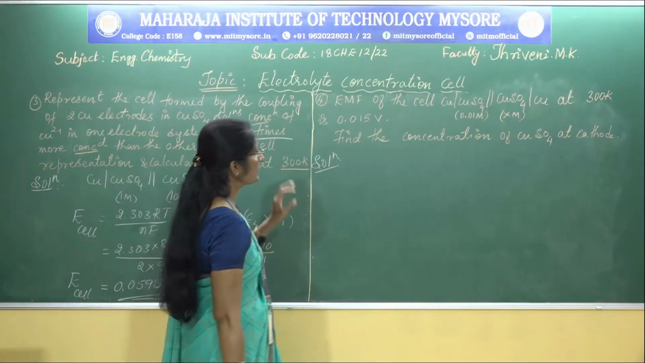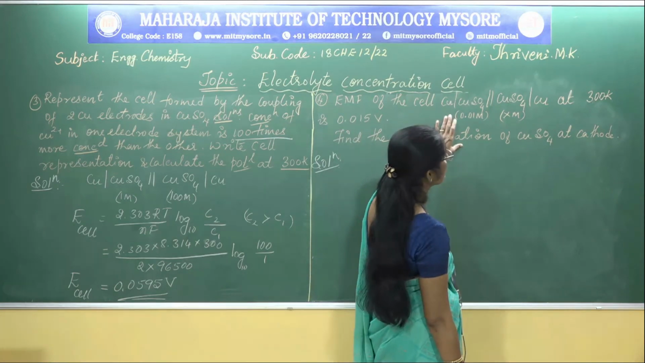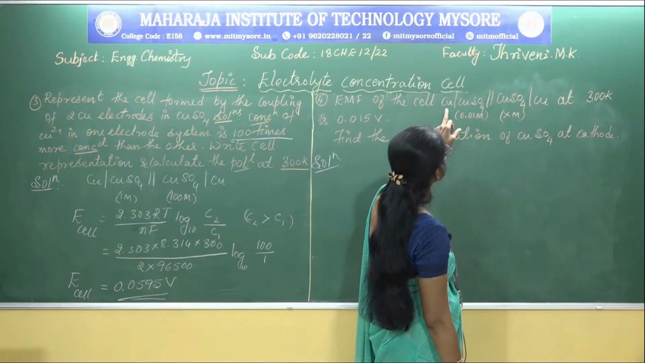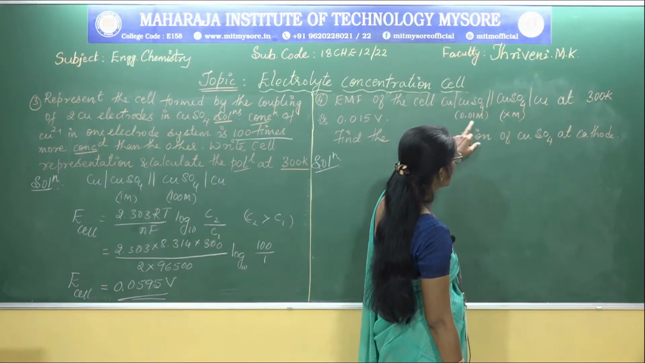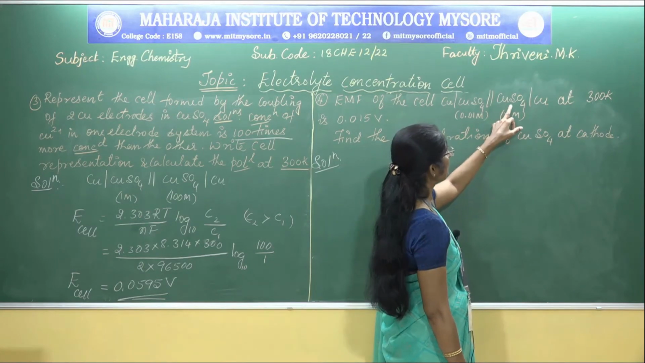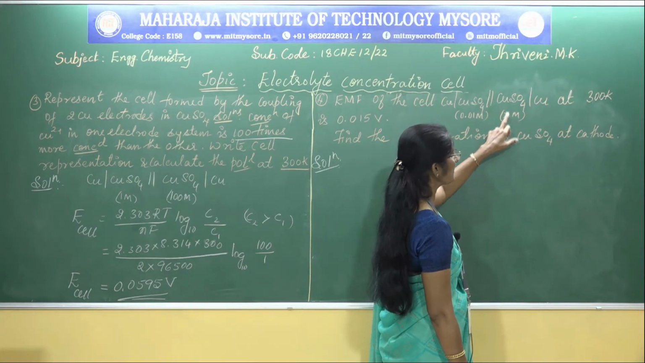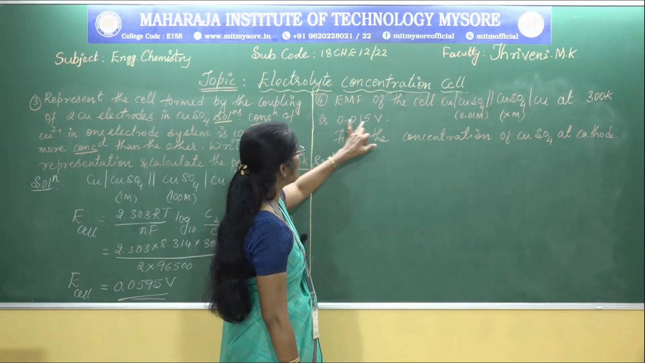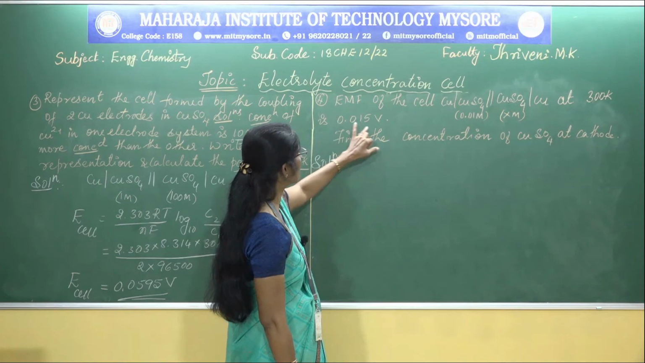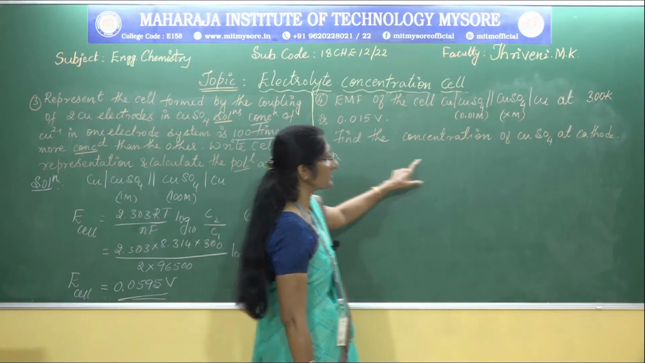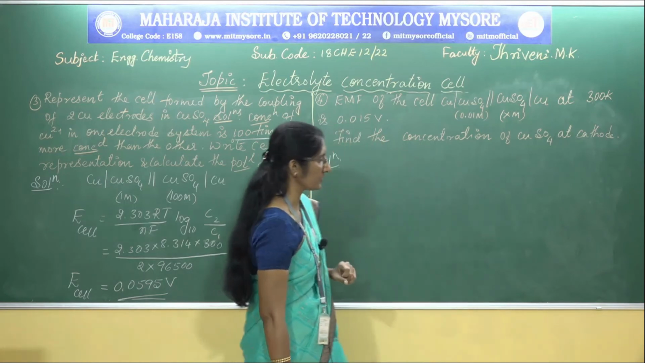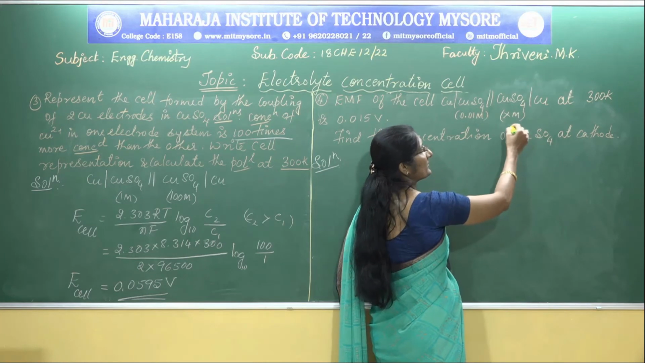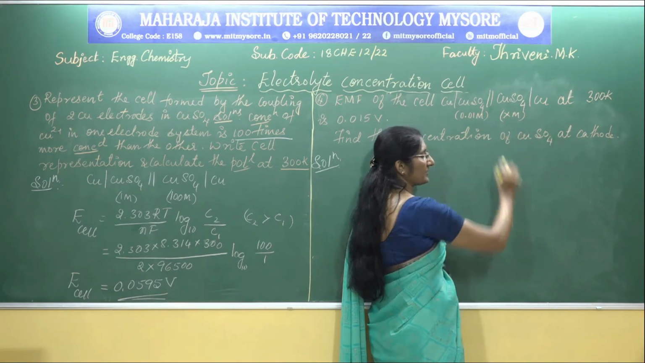Next problem, observe that the EMF of the cell, they are mentioning the cell representation. It is an example for a copper concentration cell at 300 Kelvin. So copper which is in contact with 0.01 molar, but the concentration of copper sulphate at cathode is not mentioned. They have considered this one as X molar. So they are giving the EMF of the cell. EMF of the cell is 0.0591 volt. Find the concentration of copper sulphate at cathode. So observe that here we have to find out the concentration of copper sulphate at cathode. That means we have to calculate the X value.